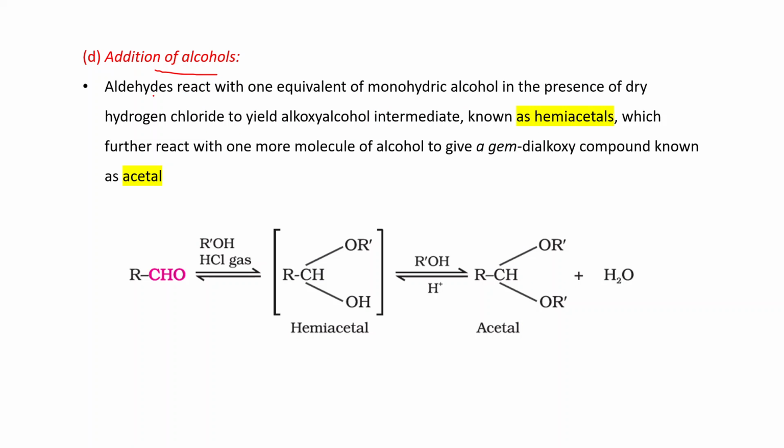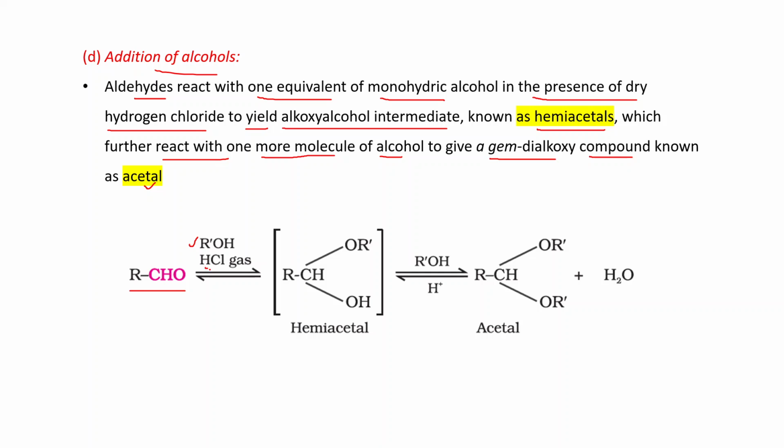Addition of alcohols. Aldehydes react with one equivalent of monohydric alcohol in the presence of dry hydrogen chloride to yield an alkoxy alcohol intermediate, which is known as hemiacetal, which further reacts with one more molecule of alcohol to give a gem-dialkoxy compound. Gem means two alkoxy groups are attached on the same carbon atom. That gem-dialkoxy compound is known as acetal. See, this is RCHO. When this reacts with the alcohol in the presence of HCl gas, we'll get this hemiacetal.